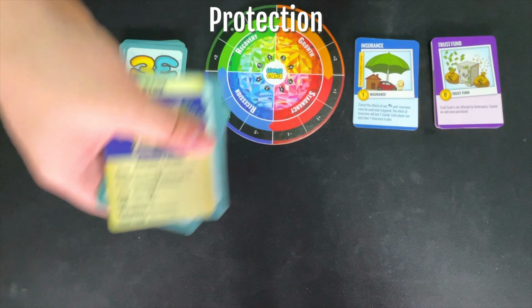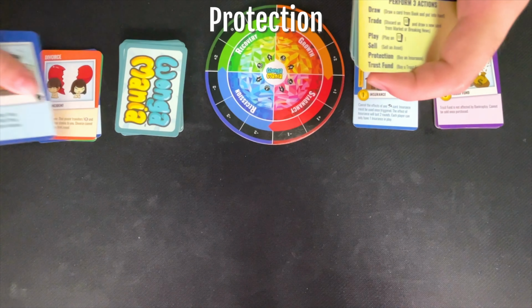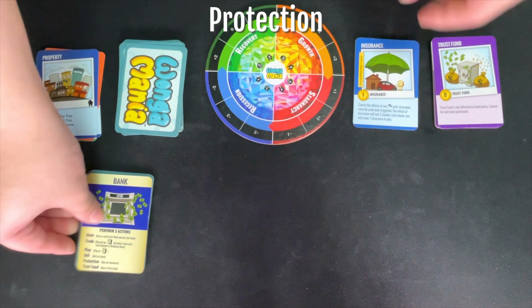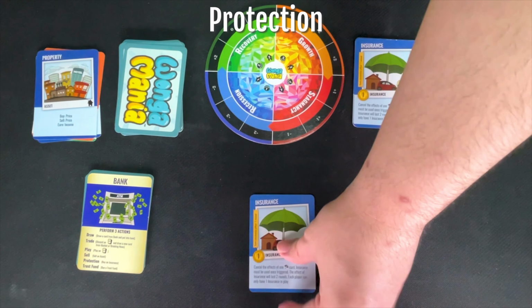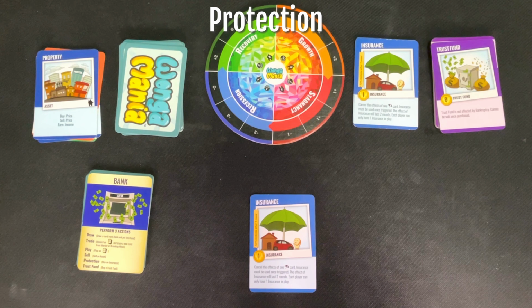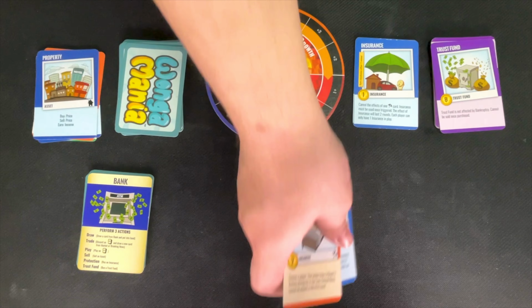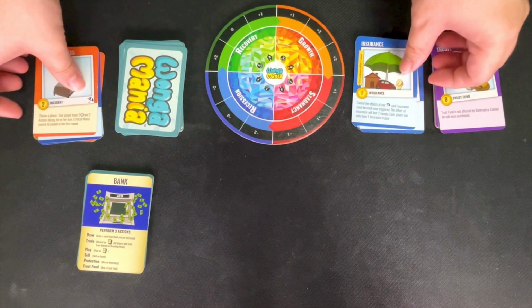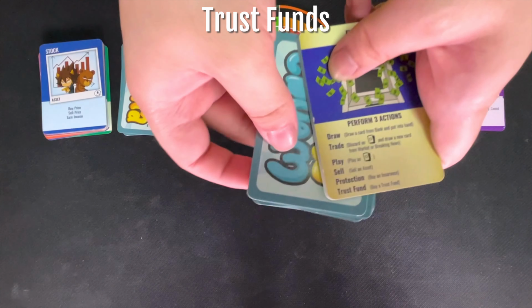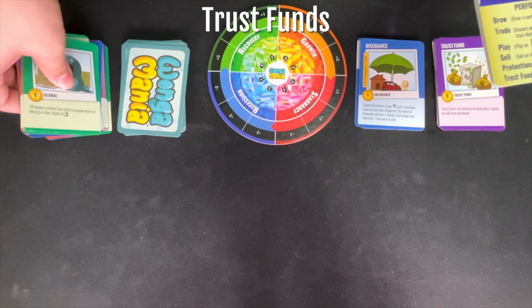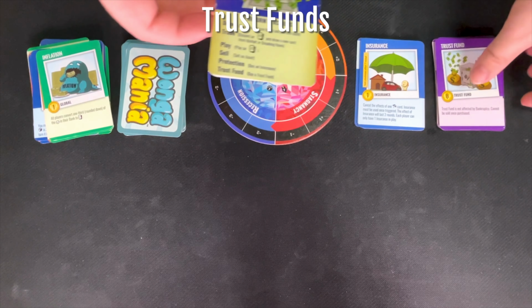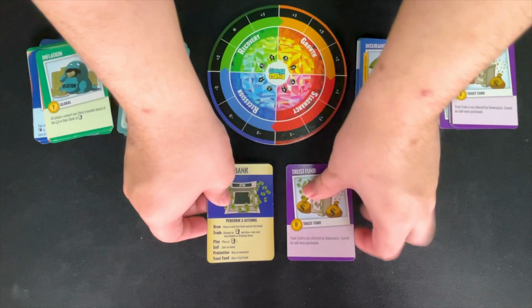Protection. Players can buy an insurance to protect themselves from insurable events. A player can only have 1 insurance at any time. The insurance lasts for 2 rounds and will be discarded at the end of 2 rounds or after it has been used. Insurance activates automatically. Trust fund. A player can buy 1 trust fund per trust fund action. Trust funds cannot be sold or lost.